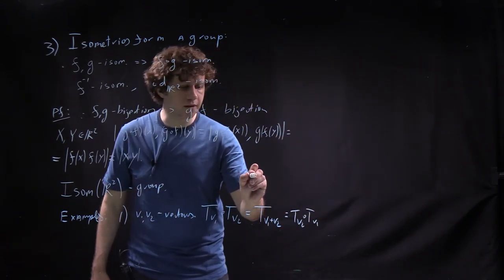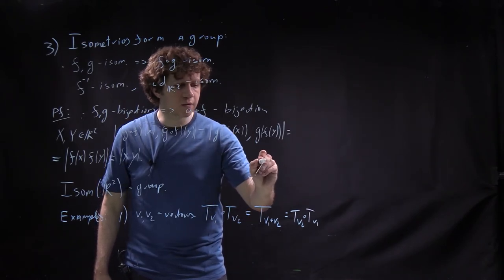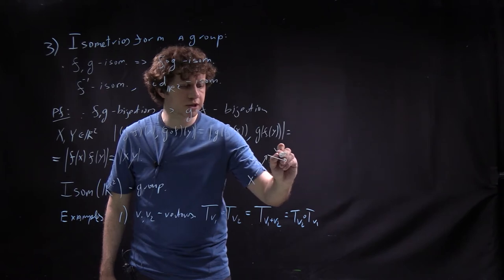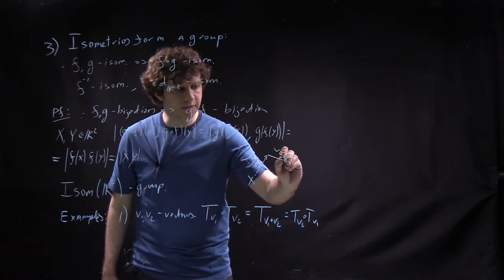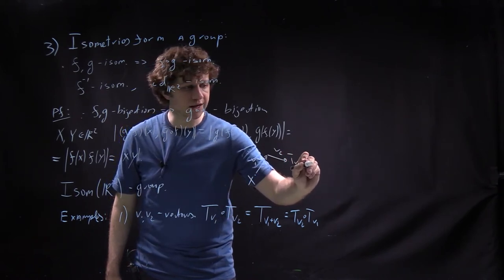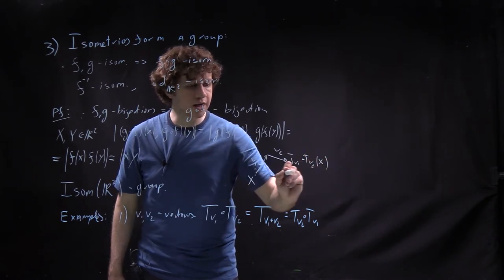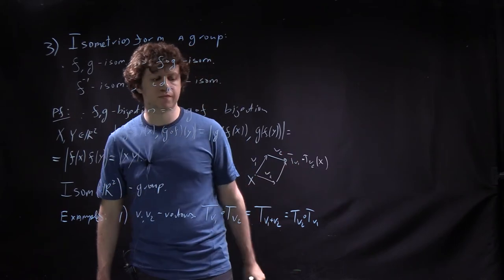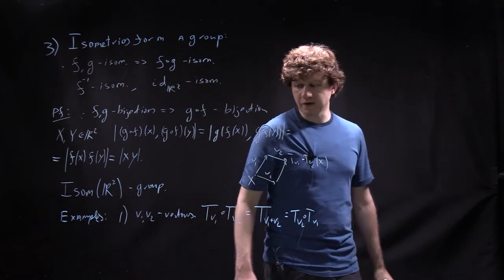So you take a point x, and then you take, first you add vector v1, and then you add vector v2, and that's your point tv1 composed with tv2 of x. And you can also instead do first v2 and then do v1, and you will get the same point. So that's trivial.